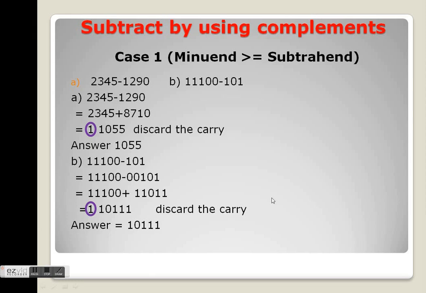The sum of the minuend and the 2's complement of subtrahend will be 11100 plus 11011, which will result into 110111. And students, you can observe here that in this case we are getting a carry at the end, and we will discard this carry, and the leftover digits will make our answer. So our answer is 10111. Students, you can also verify your answer by using normal subtraction operation.